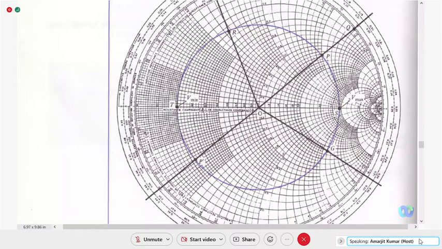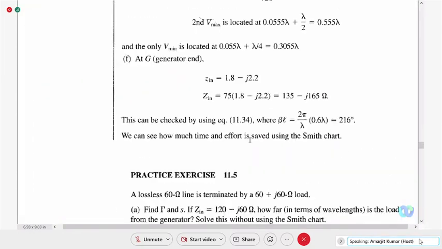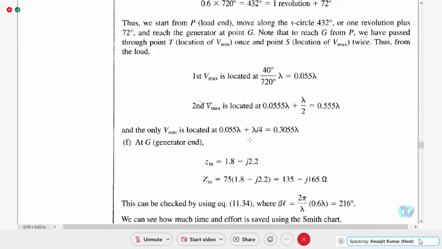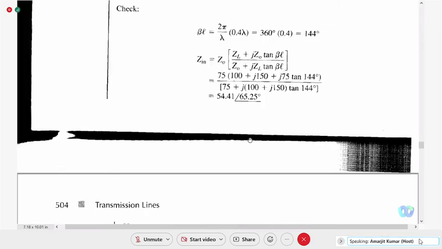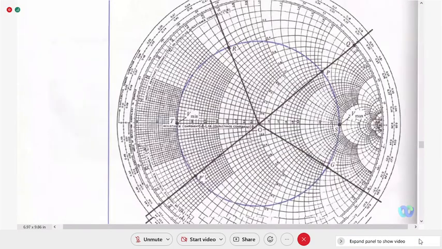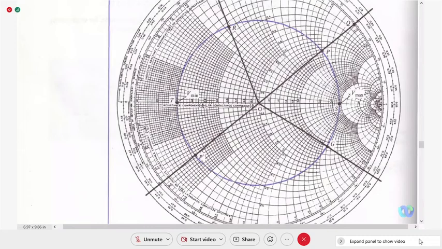So basically, what will be the location of the maximum voltage? We have two maxima. So the first maxima is 40 degrees upon 720 degrees times lambda. So from where did we get 40 degrees?